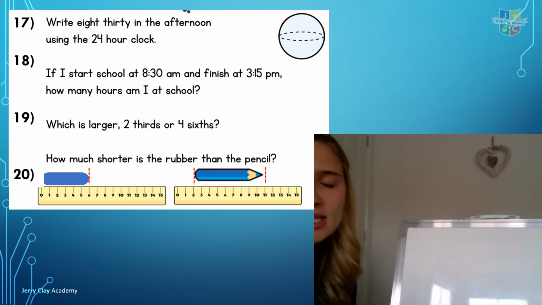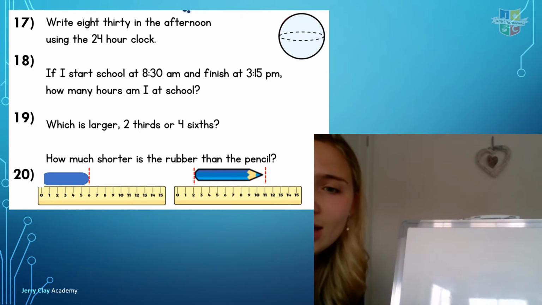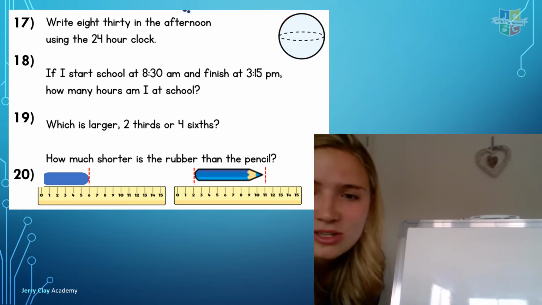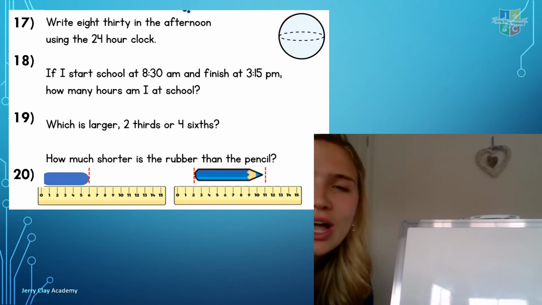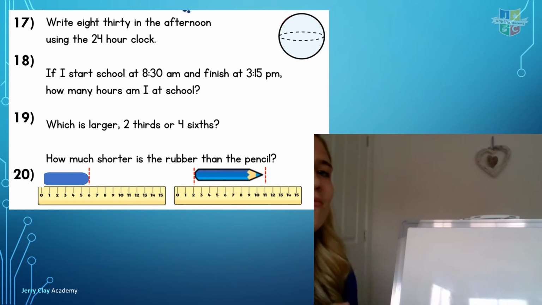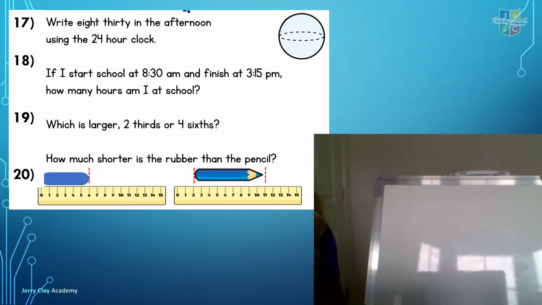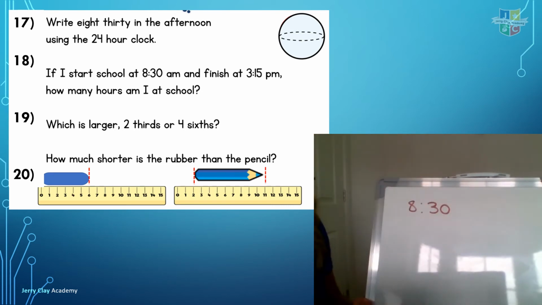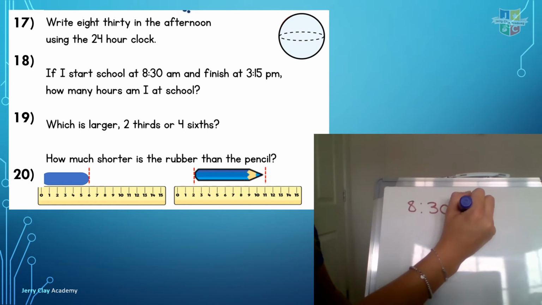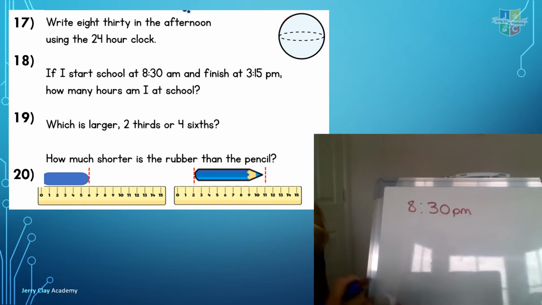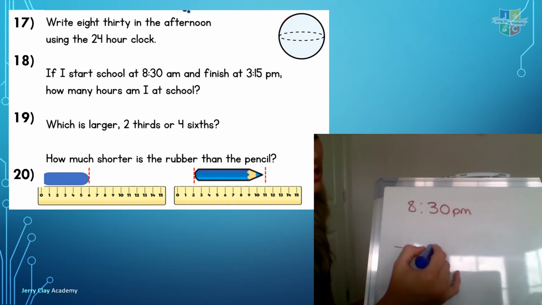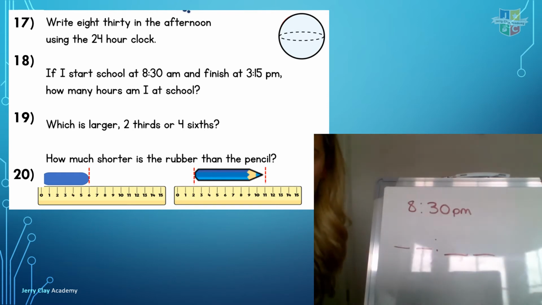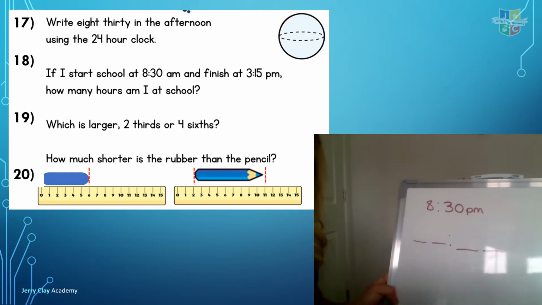So you should have said that the shape is a sphere because it is a circle, but it is also a 3D circle, like a football. Right, then what we're doing, we're going to write 8:30 in the afternoon. So I'm going to put 8:30 to start with, and because it's in the afternoon, it's going to be PM. Now I want to do it on a 24-hour clock, which means I need 2 numbers before and 2 numbers after on my digital clock.